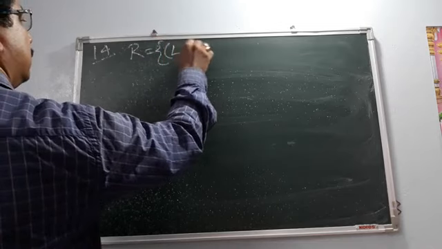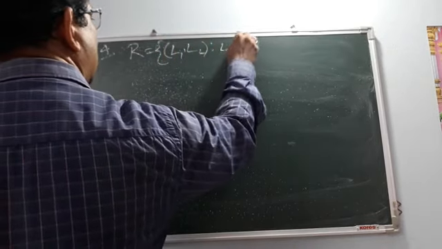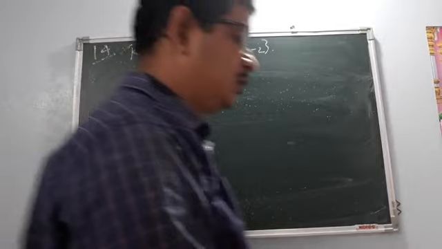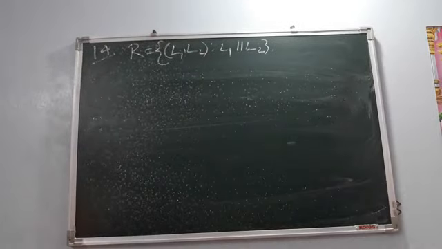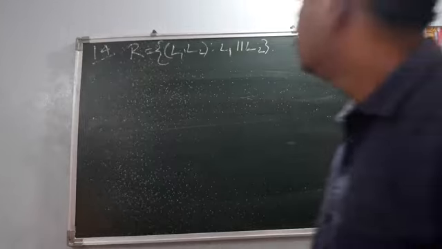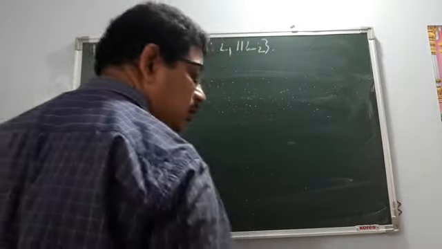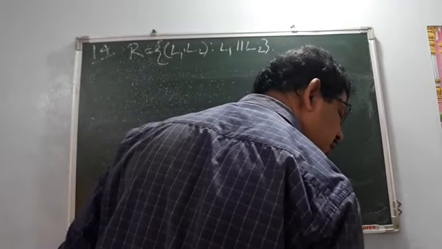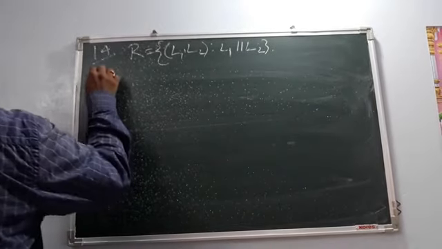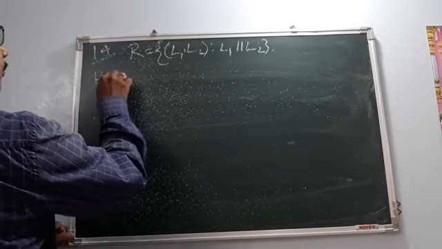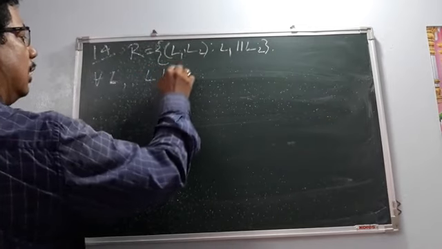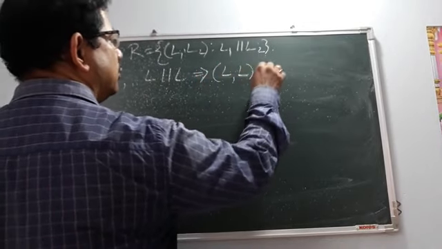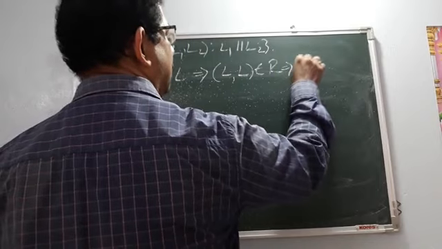It is L1, L2. L1 is parallel to L2. We have to show this is what? Equivalence relation. So we have to show this one is equivalence relation. Now for any L in the xy plane, L is parallel to L. One line is parallel to itself. Implies (L, L) belongs to R. Implies R is reflexive.